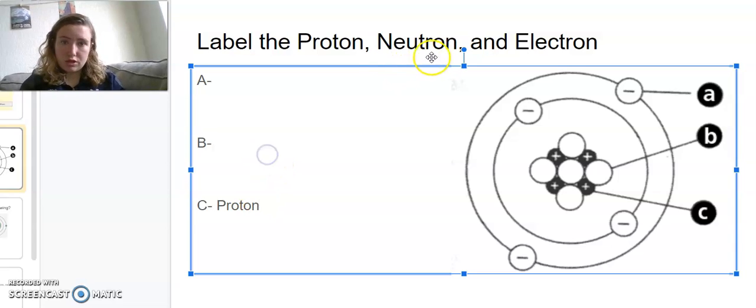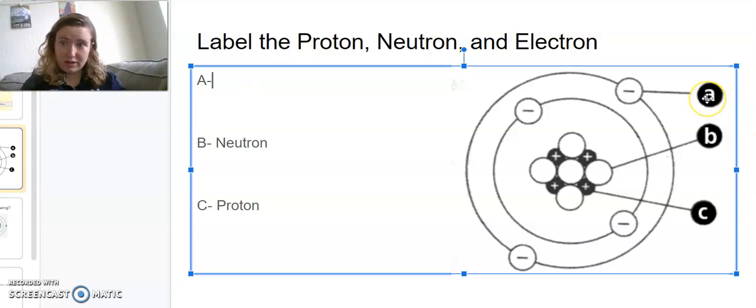Alright, neutron. I remember neutron and neutral sound exactly alike. They've got those same first three letters. That means there won't be a plus or a minus sign. I also remember that neutrons live in the nucleus with the protons. So I go to my nucleus. I see right here that there are these white circles. Those must be the neutrons. And that's attached to letter B. So letter B must be the neutrons.